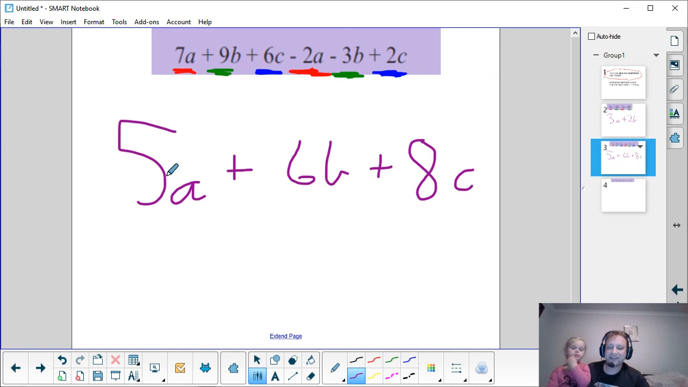There are A's in my answer and B's and C's. They don't go together because they're not like terms. They each get their own part. So who cares how many letters there are? Just put the like terms together and you'll get an answer that looks something like this if necessary.